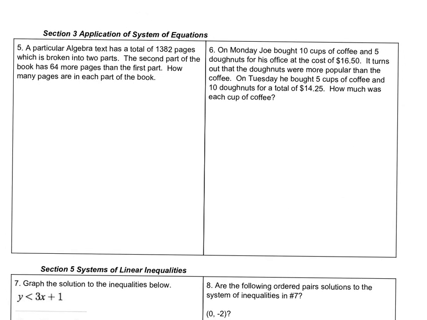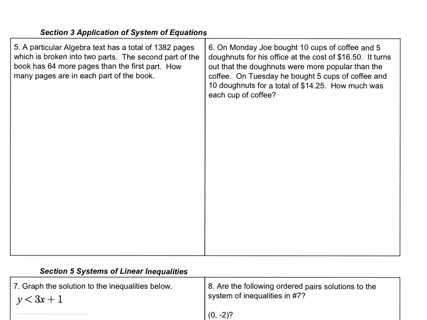In section 3, we looked at applications of systems of equations, so word problems. Our first example says a particular algebra text has a total of 1,382 pages, which is broken into 2 parts. The second part of the book has 64 more pages than the first part. How many pages are in each part of the book?